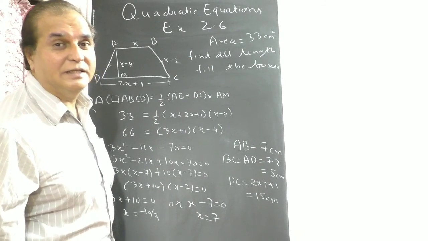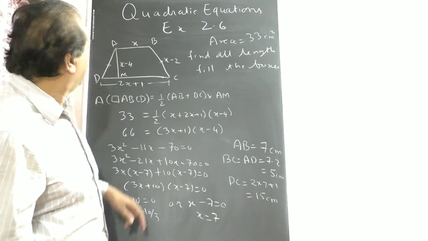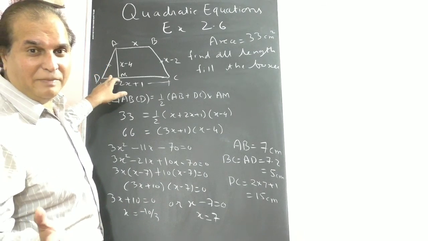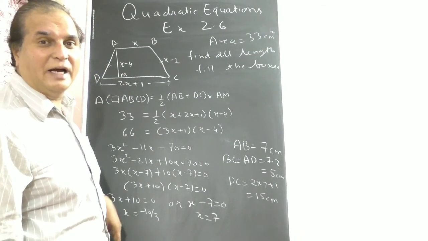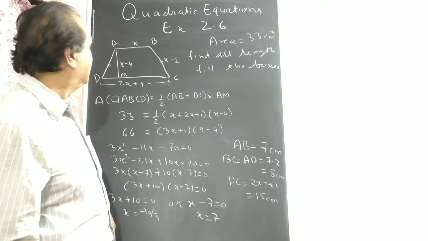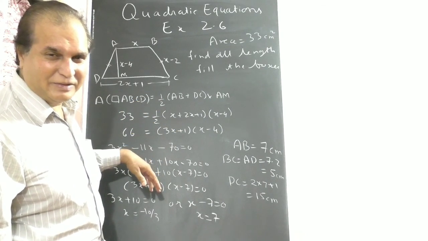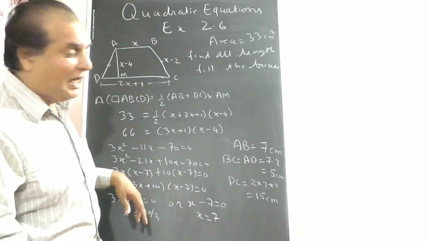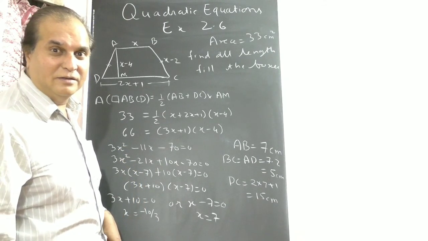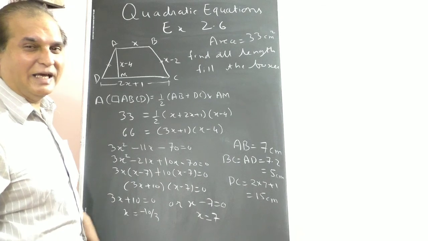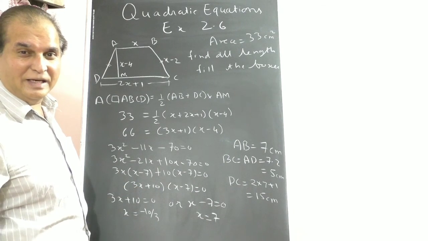Area is given as 33 centimeter square. Area of a trapezium is half sum of parallel sides into height. Right? So this is a fill in the blank. You just fill the boxes. I am helping you to solve. Some extra steps are there, but you arrange as per necessity.